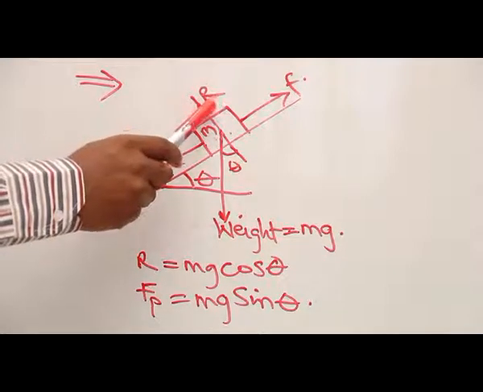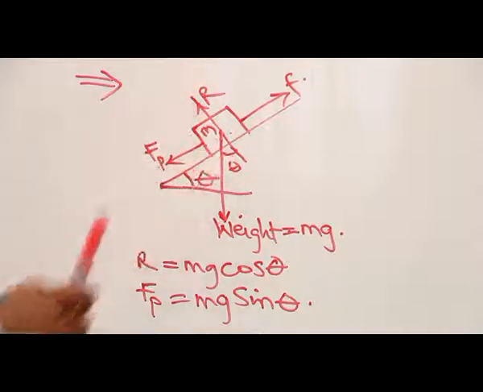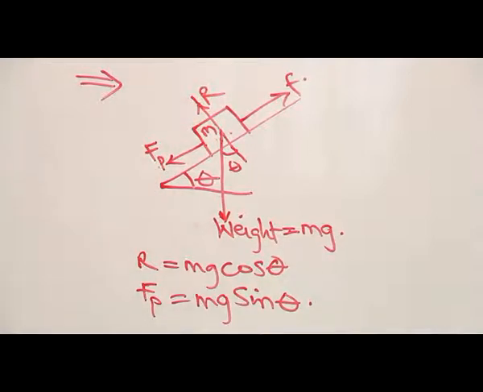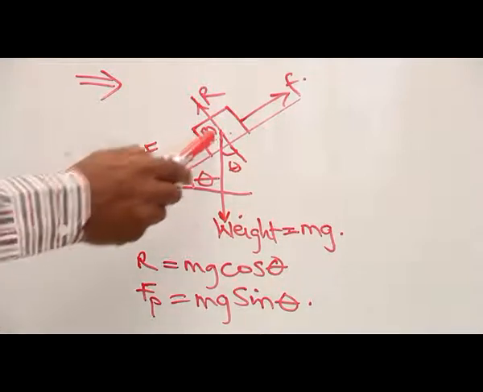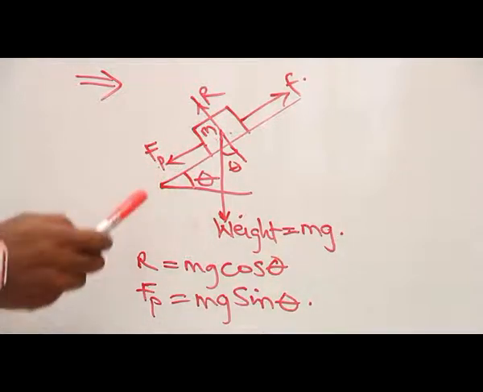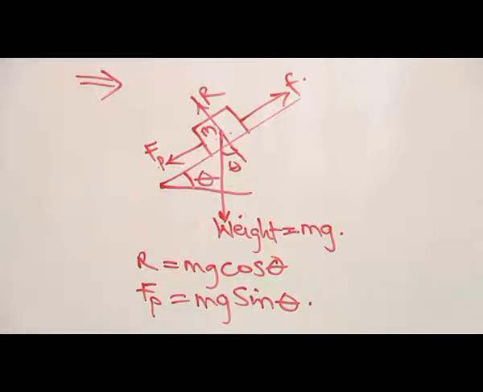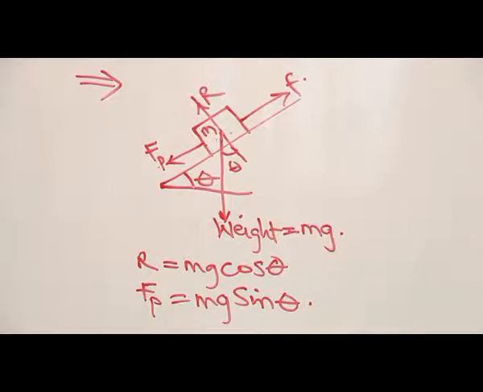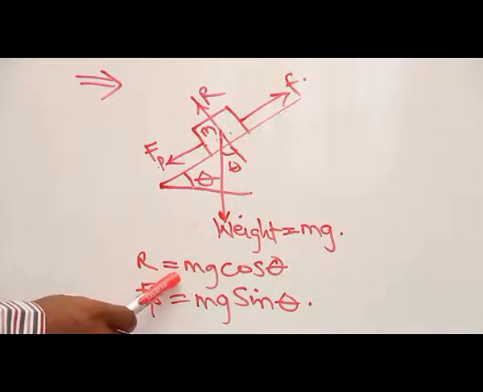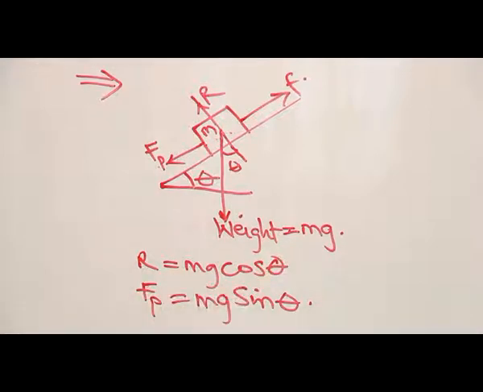The normal reaction, which acts perpendicular to the plane, represented by R. The weight of the body itself, which acts vertically downwards. And the force acting parallel to the plane, F subscript P. To determine the three forces, the values are shown below. Weight is equal to mass times acceleration due to gravity. The normal reaction is equal to mg cos theta, while the force that is acting parallel to the plane is mg sin theta.